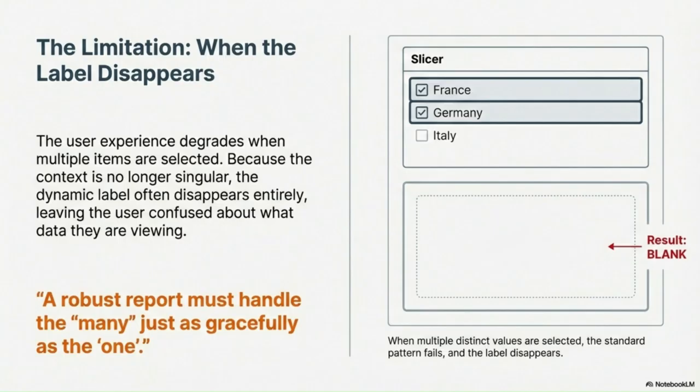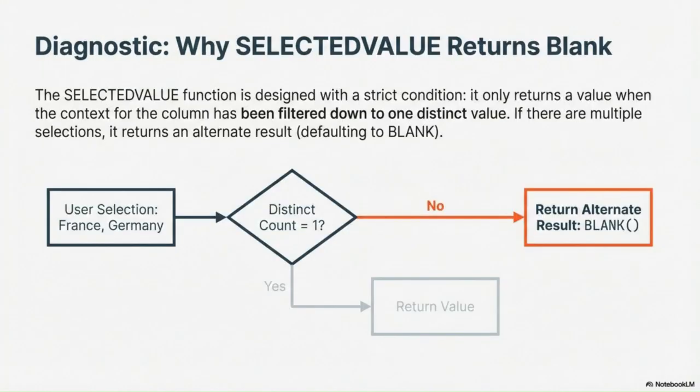So, at the heart of dynamic labeling is text. We capture the selected value from slicers and convert that into text. Instead of hard coding titles, we create measures that generate dynamic strings. This means the title changes automatically whenever the user changes the filters.